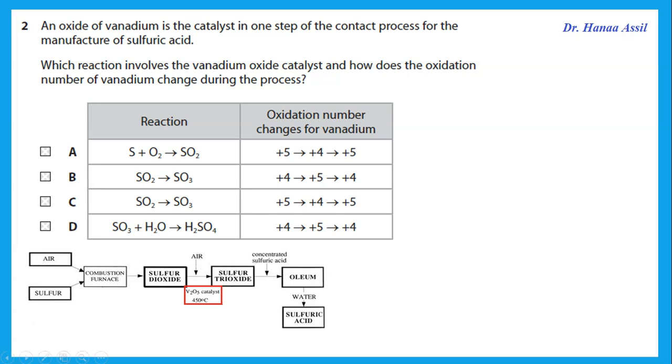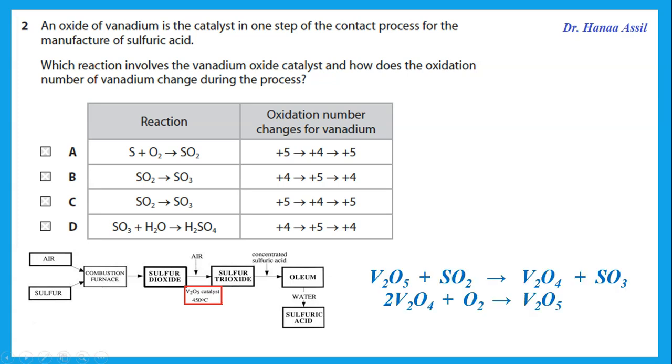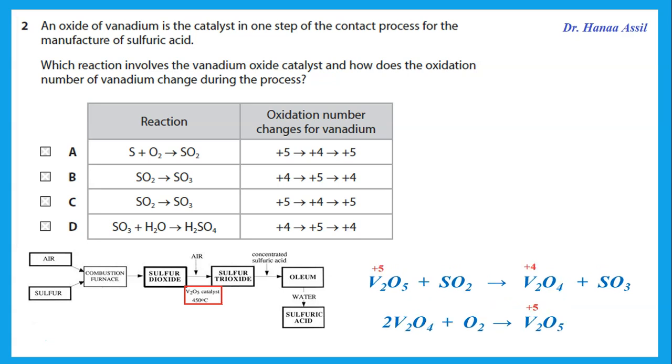Now, how does the catalyst work? You should know that the V2O5 reacts with the SO2 to form V2O4, and then the V2O4 reacts with the oxygen to regenerate the catalyst. Now, what oxidation numbers are being formed? In V2O5, vanadium is plus 5. In V2O4, it becomes plus 4, and then it is regenerated in the plus 5. So this is our answer.